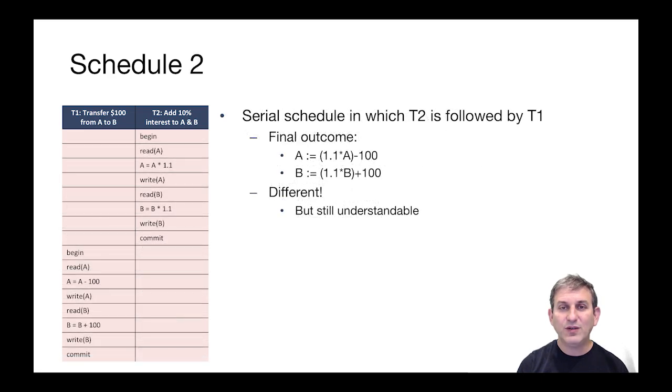Here's schedule 2, in which T2 is followed by T1. In the final outcome here, first we get interest on A, and then we subtract 100, making A equal 1.1 times A minus 100. And for B, we give it interest, and then we add 100, so it's 1.1 times B plus 100. Note that these two schedules have different outcomes, but each of them is a serial schedule, which means each of them makes sense. We don't so much care whether T1 happened before T2 or T2 happened before T1. They're both valid serial schedules.